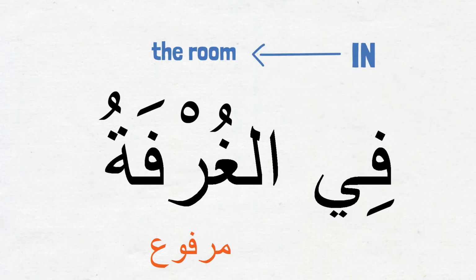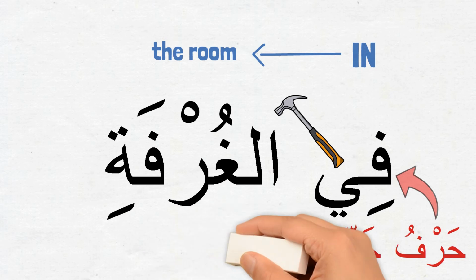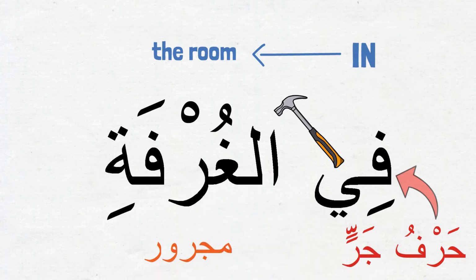Well, not really. You see, this fi is actually harf. And it is a special type of harf called harf jar. Unlike other harf like wa or na'am, this harf interacts with what is coming after it. It changes the state of the ism coming after it to be majrur. That is why this is called harf jar. So with the impact of fi, the ism al-ghurfatu now needs to be al-ghurfati. So together we read it as fil ghurfati. Fil ghurfati means in the room.